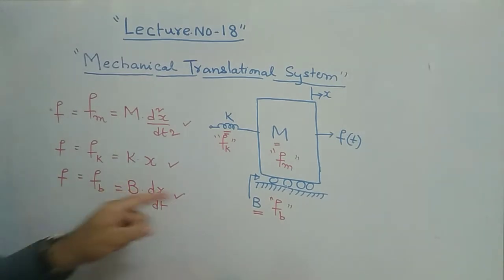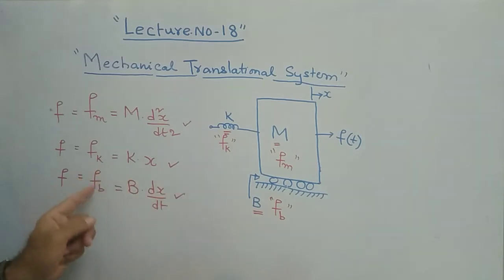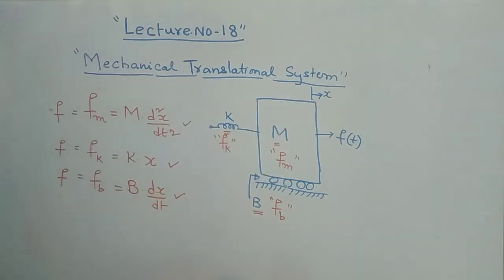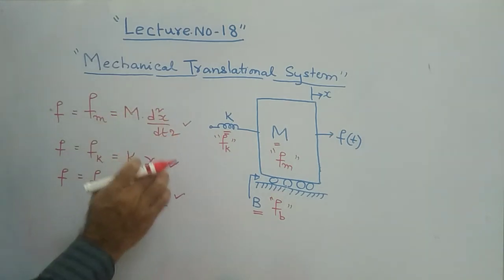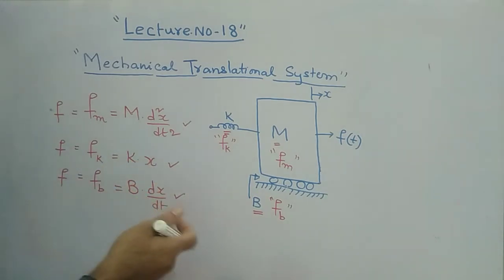Similarly, the third one is the dashpot element. The force offered by the dashpot element is equal to that constant into dx by dt. So these are the three forces. Now you can sum all these forces, Fm plus Fk plus Fb. That is m into d square x by dt square plus kx plus b dx by dt equal to 0. These are the total forces acting on this particular body.